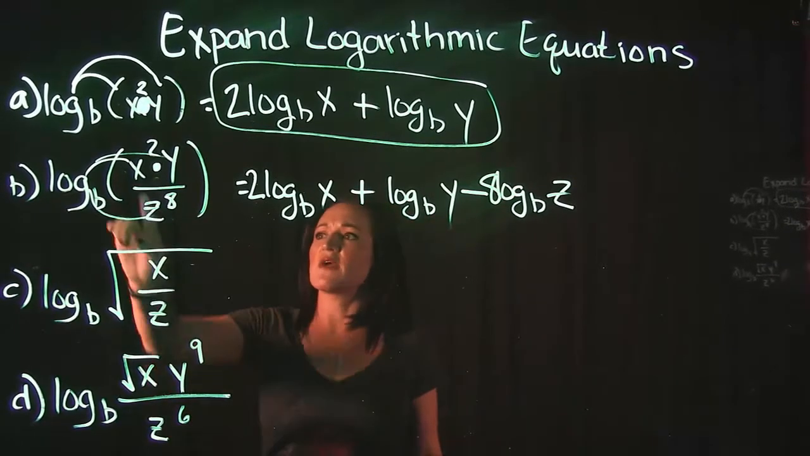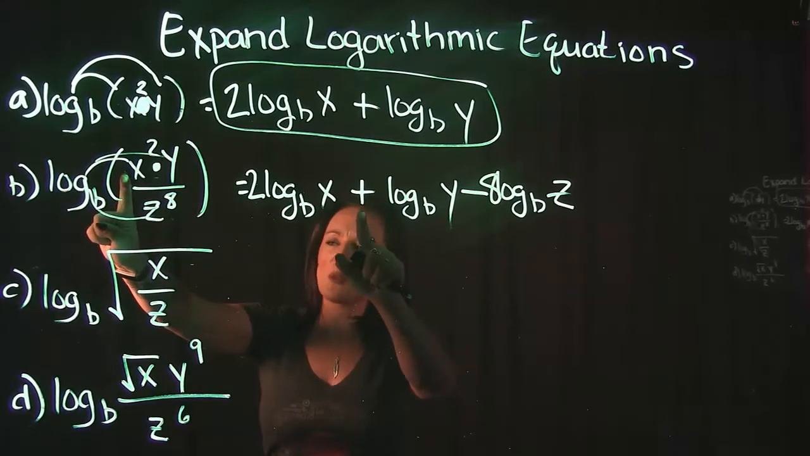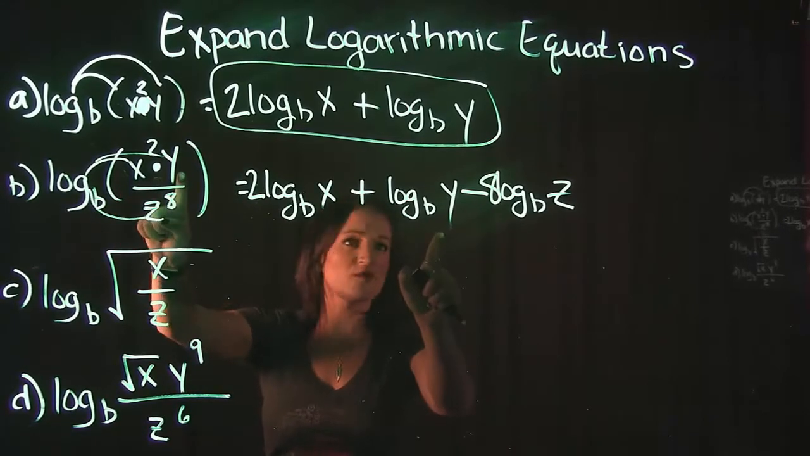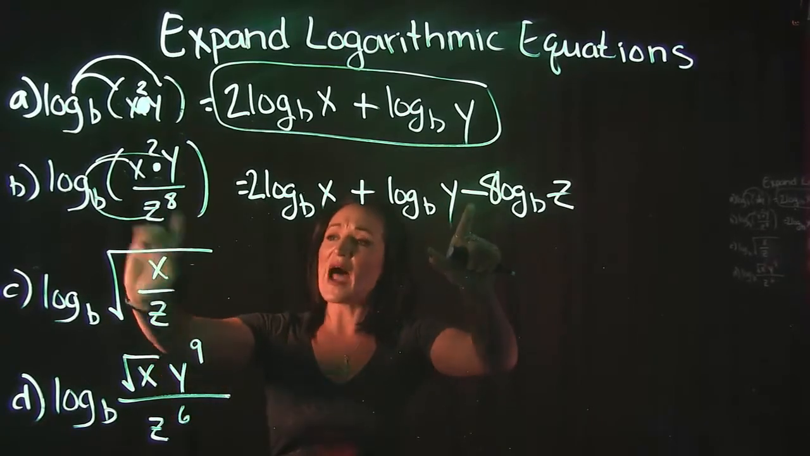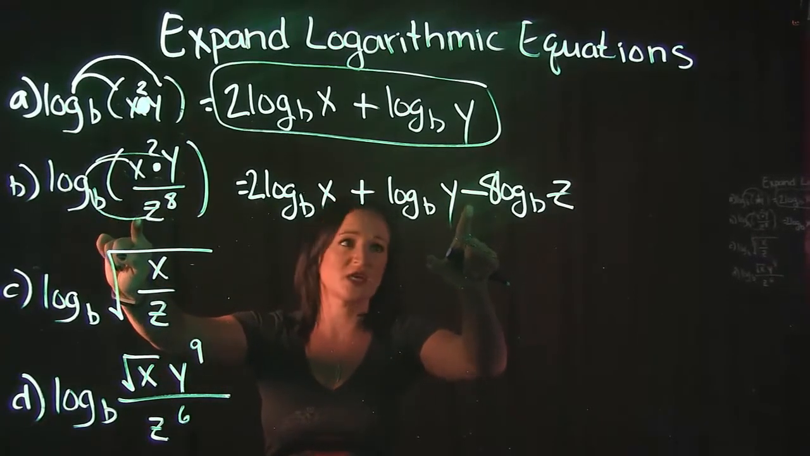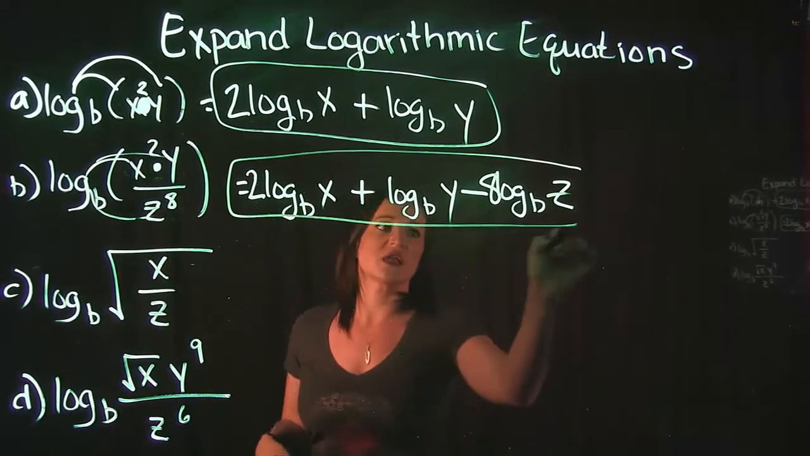So just double checking everything. I have log of x, the 2 goes in front. We're multiplying, so that's a plus of the log of y. There's no exponent on y, so that one's fine. We're then dividing, so that's a subtraction of the log of z, and then this 8 goes in front. So everything looks good there.